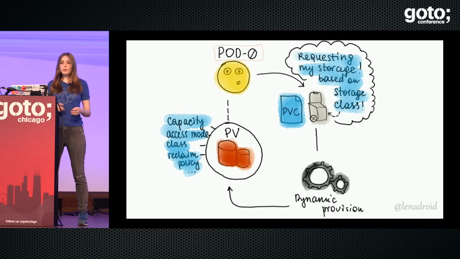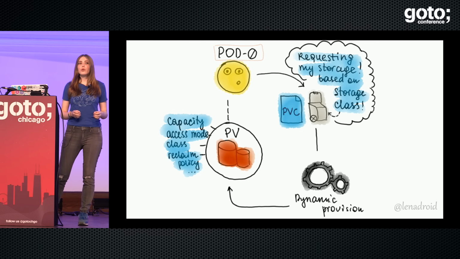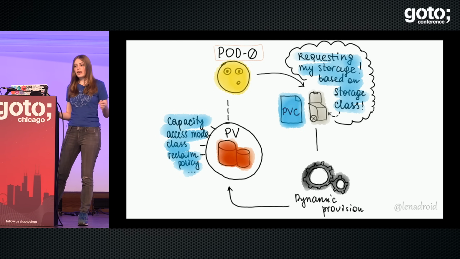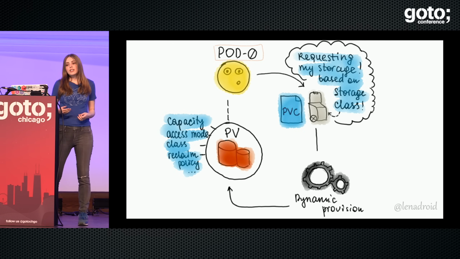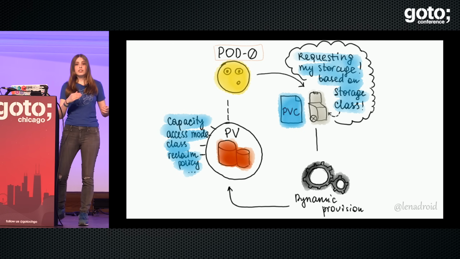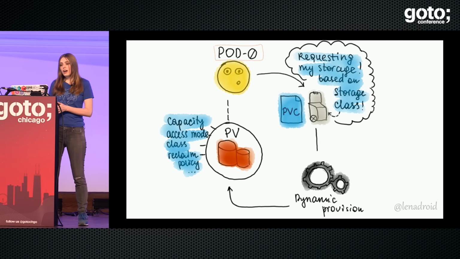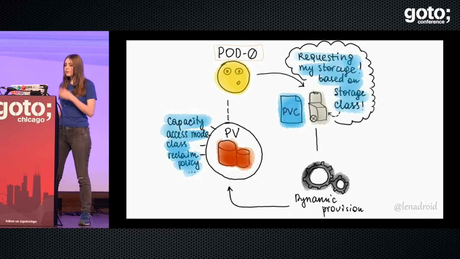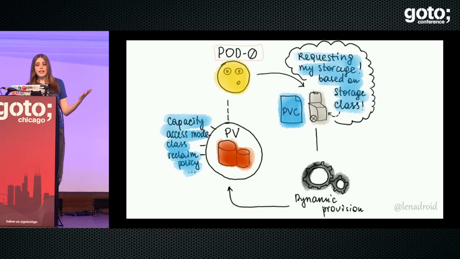Then there is a dynamic provisioner that monitors for persistent volume claims that are unbound to any persistent volume. It will create a new persistent volume based on the characteristics and the storage class that the pod requested. After that, the persistent volume claim will end up in a bound state, and the pod will be attached to that volume.